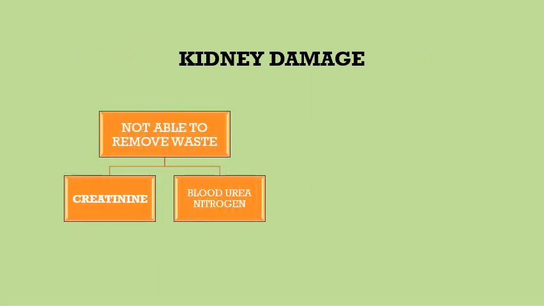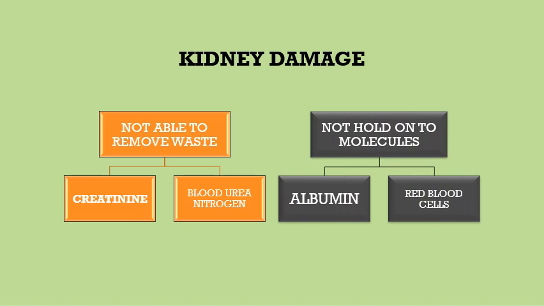Kidney damage from diabetes can do one of two things. One is it may cause buildup of waste material that normally is excreted by the kidneys. These include something called creatinine as well as blood urea. Or it may cause loss of important molecules for the body like proteins and red blood cells.